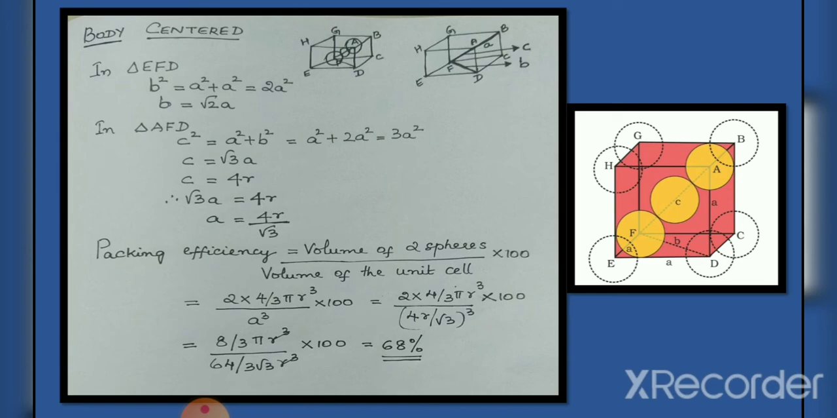Thus, we get the packing efficiency as equal to 2 into 4 by 3 pi r cube divided by 4R by root 3 whole cube into 100, which is equal to 8 by 3 pi r cube divided by 64 by 3 root 3 r cube into 100, which is equal to 68%.